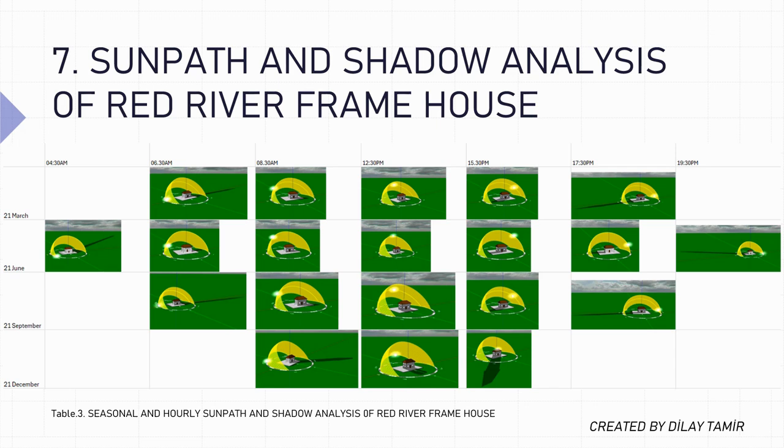On the 21st of September, sunrise is at 6:30 a.m. and sunset is at 5:30 p.m. You can see the 21st of March and 21st of September are the same because these are the equinox dates. Finally, on the 21st of December, sunrise is at 8:30 a.m. and sunset is at 3:30 p.m.